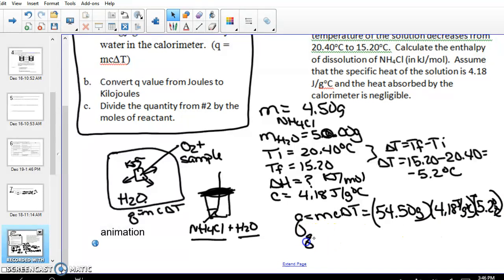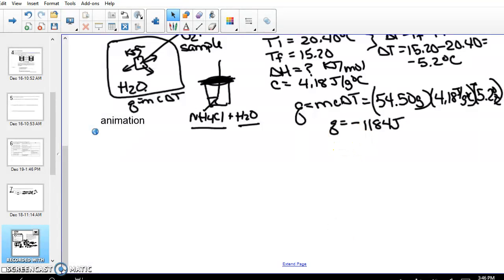So I go ahead and I solve for Q, and my Q value is going to be negative 1184 joules. So what does that mean? Well, that means that my water lost 1,184 joules of energy. Well, how did the water lose energy if it's in this isolated system? Energy is not going outside of that cup. The energy is going into the salt to break that electrostatic attraction and dissolve the salt. So that means the Q for the salt is equal to positive 1184 joules.